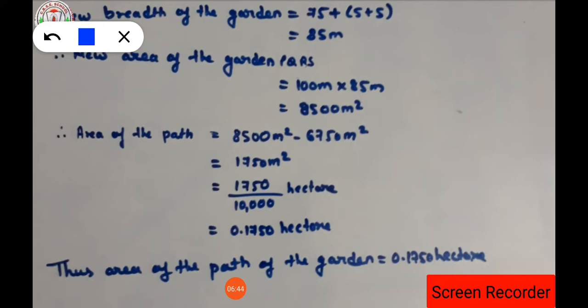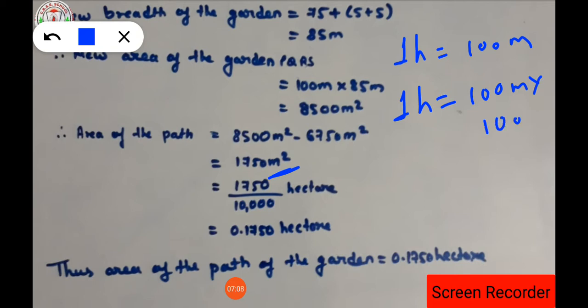Since I said at the starting itself that we have to convert meter square into hectare, dear students, 1 hectare is equal to 100 meter by 100 meter. Since we have the answer in the meter square form, 100 meter will be multiplied with 100 meter, so it will become 10,000 meter square. So to convert 1750 meter square into hectare, we have to divide it.